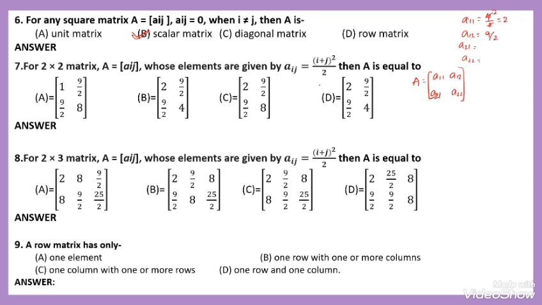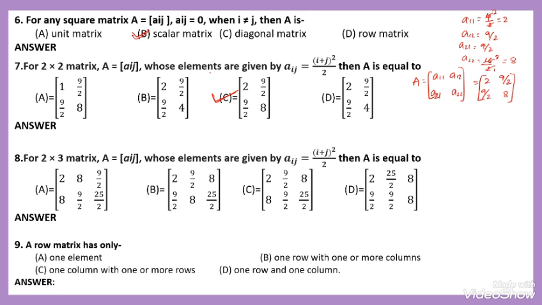Similarly, I will take A21, i value 2 plus j value 1. 2 plus 1, 3 square 9 by 2. And 2 plus 2, 4. 4 square will be 16. 16 by 2 gets cancelled here. 2 ones are 2, 2 eights are 16. The value is 8. Then I will substitute all the values here. A11 is 2, then 9 by 2, 9 by 2 and 8. Comparing the answer, the option number C will be the right answer for the 7th question.